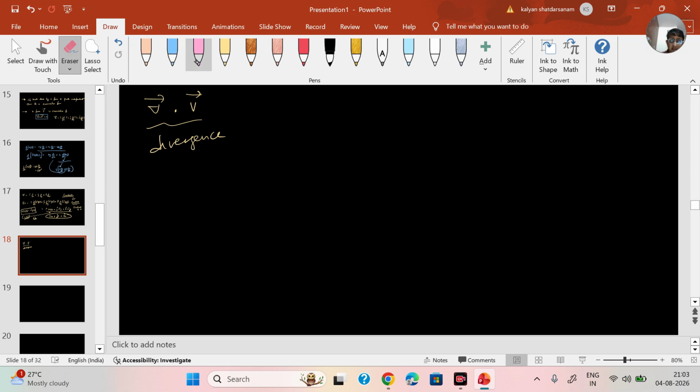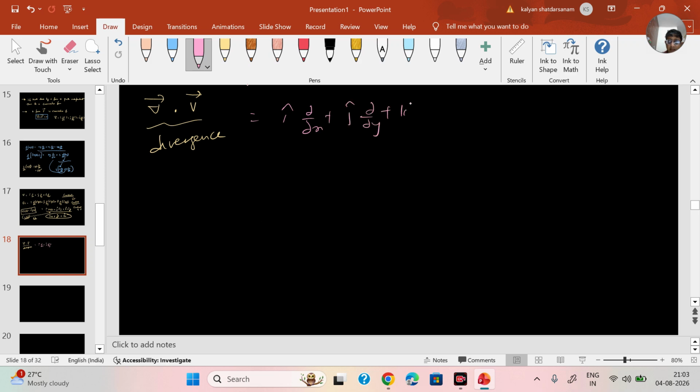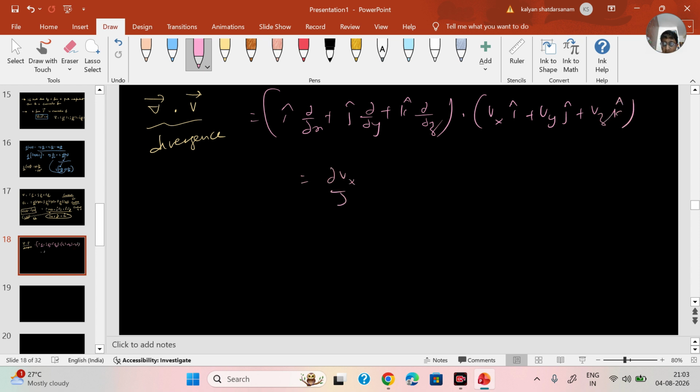How to do divergence? See, del is i dou by dou x plus j dou by dou y plus k dou by dou z. And suppose my velocity is given as vx i plus vy j plus vz k. Then you take dot product, you will get dou vx by dou x. Ultimately, you are getting a scalar. Dou vy by dou y plus dou vz by dou z. This is called divergence. So when you take del and dot it with a vector, it's called divergence.